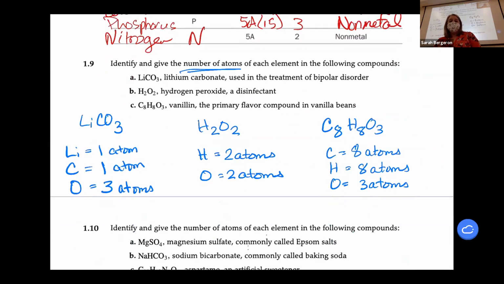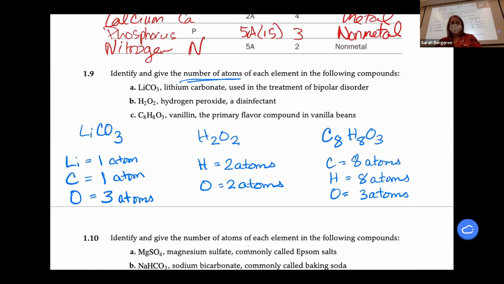So now we're going to look at a couple of compounds. This one's really, really, really easy. All you're doing is identifying the number of atoms inside of any given compound. So if you have LiCO3, how many lithiums do you have? 1. Carbons? 1. Oxygen? 3. Okay. H2O2. That subscript down at the bottom tells us how many atoms. How many hydrogen? 2. Oxygen? 2.